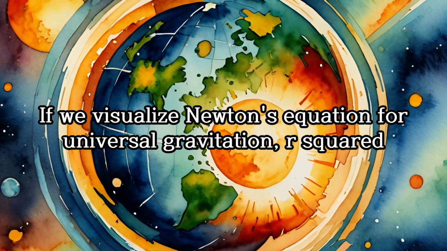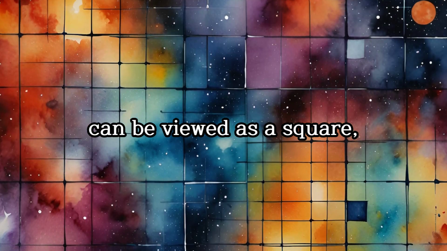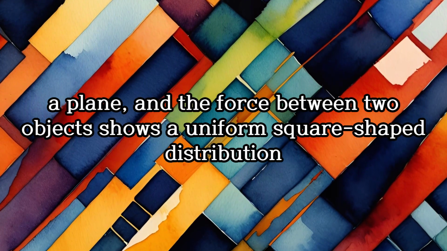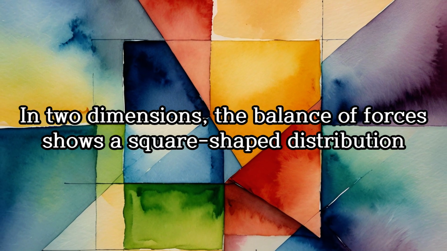If we visualize Newton's equation for universal gravitation, r squared can be viewed as a square, a plane, and the force between two objects shows a uniform square-shaped distribution. In 2 dimensions, the balance of forces shows a square-shaped distribution.